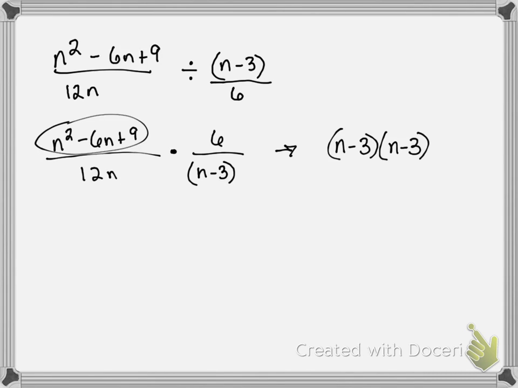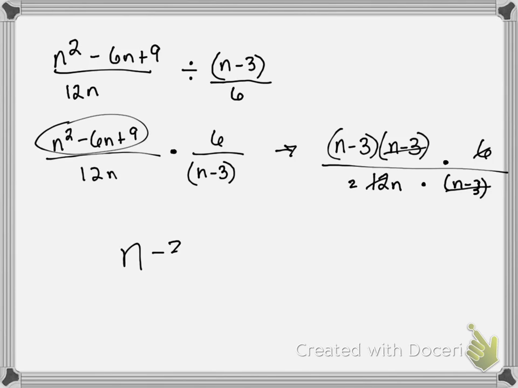Okay, and then that's obviously times 6 on top. And then in the bottom, we have 12n times n minus 3. Okay, what do I notice? I notice that one of the n minus 3's can cancel, and I notice that 6 will go into 12 2 times. Okay, so what is left in my problem? I'm left with an n minus 3 in the top of my fraction. All right, and I'm left with a 2n in the bottom.